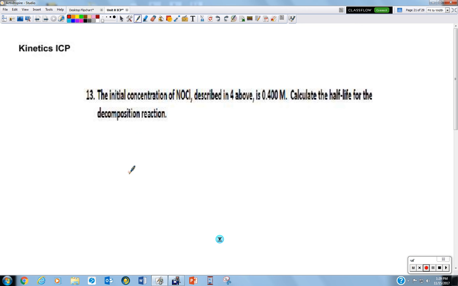All right, and then the last problem, and again, I'll just set this one up. I'm not going to actually do it. It says the initial concentration of NOCl described in number 4. It's actually number 12 for us. In number 12 above is 0.4 molar. The initial concentration is 0.4 molar. Calculate the half-life of this reaction. So remember, it was a second order. So second order half-life.